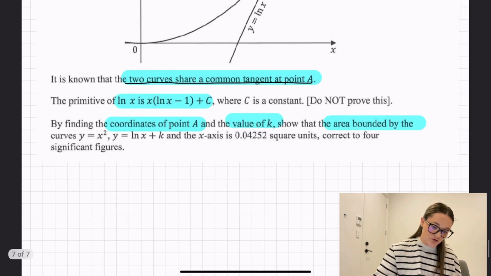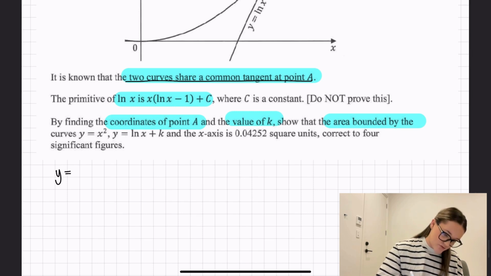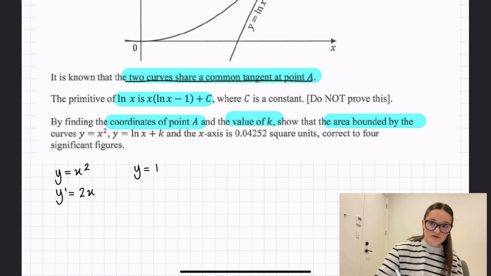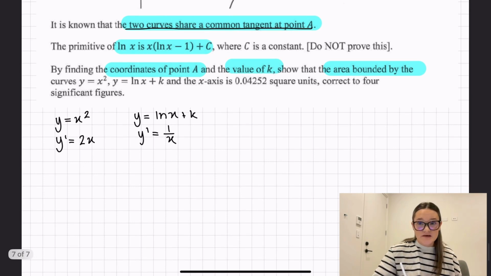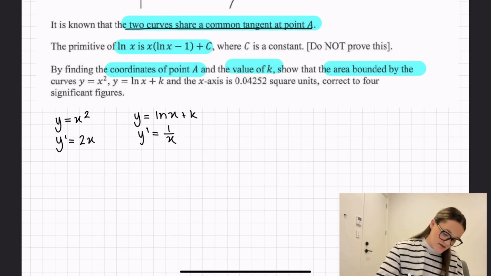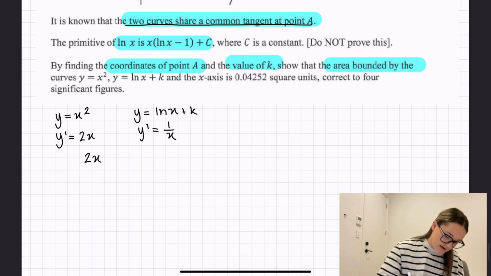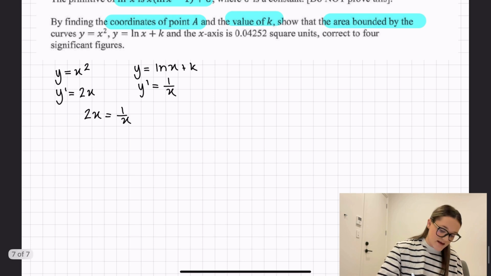So I'm going to be finding the derivative of first y is equal to x squared, which is just going to be 2x. I'm then going to find the derivative of ln x plus k, which, because k is a constant, is just going to be 1 on x. So just the derivative of y is equal to ln x. Now, because I know that these gradients are going to be equal to one another, I can equate them. So I'm going to say 2x is equal to 1 on x. Multiplying both sides by x, I get 2x squared is equal to 1. Dividing by 2, I get x squared is equal to a half.